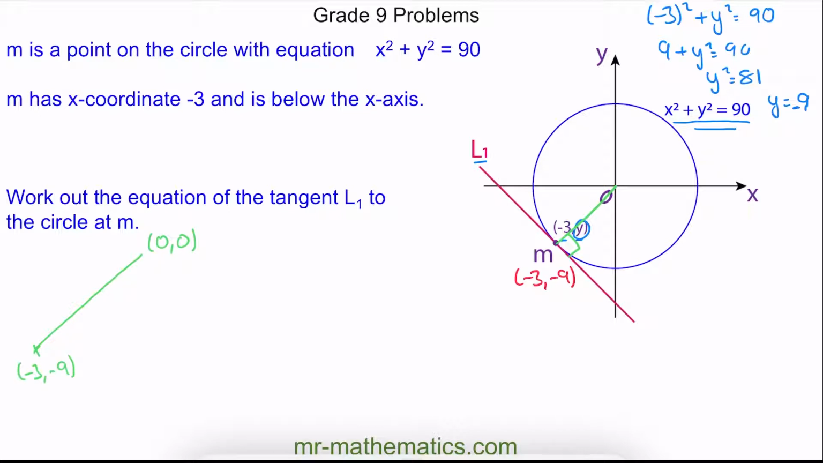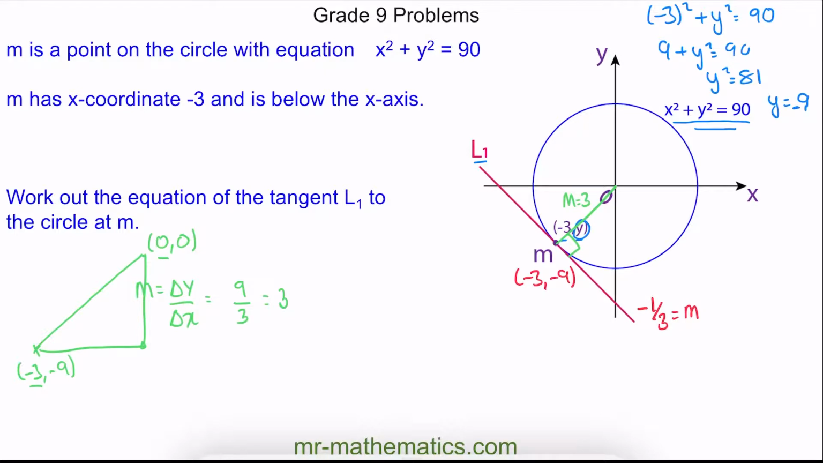So to work out the gradient of this green line, I'm going to call it n, and this is the change in y divided by the change in x. And as we go from -3 across, we have a difference of 3. So from -3 to 0, and as we go across by 3, we go up by 9. So n, the gradient, is 9 divided by 3, which is 3. So this is the gradient of the radius. So this means the gradient of the tangent must be -1/3, because it is the negative reciprocal because the lines are perpendicular. So now we have the gradient of the line L1.